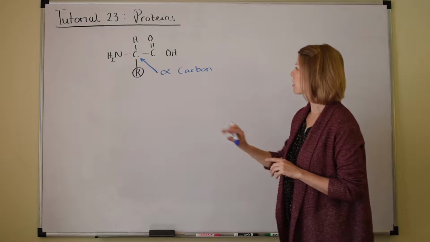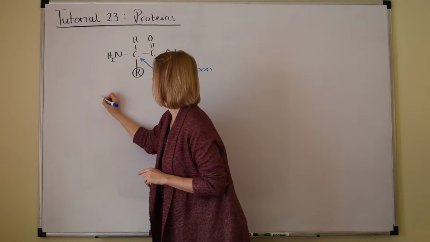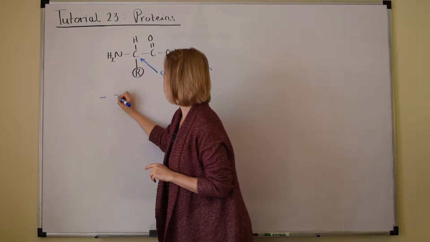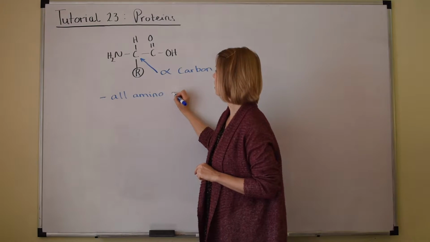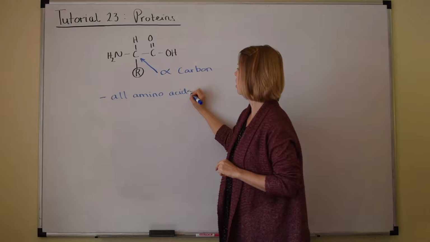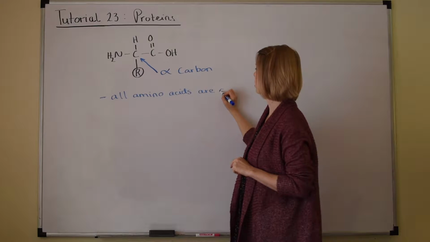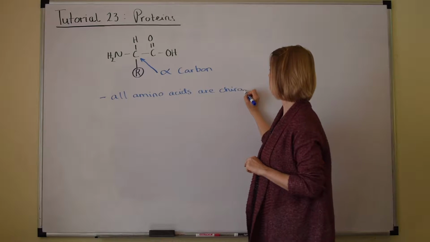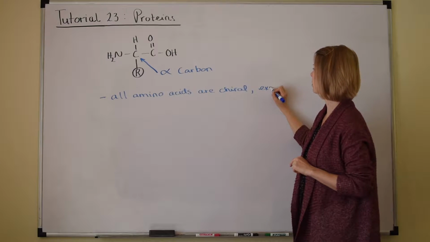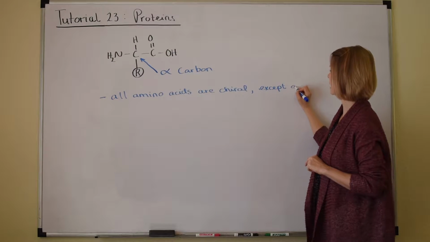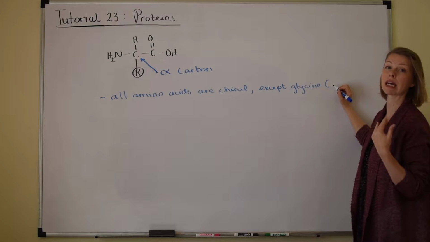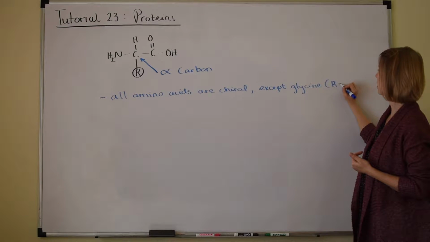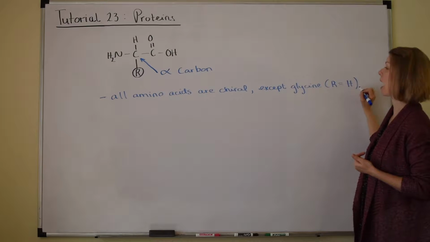All right, so let's write down here. All amino acids are chiral except glycine. Now we just said that's because glycine has an R group that is just a hydrogen.